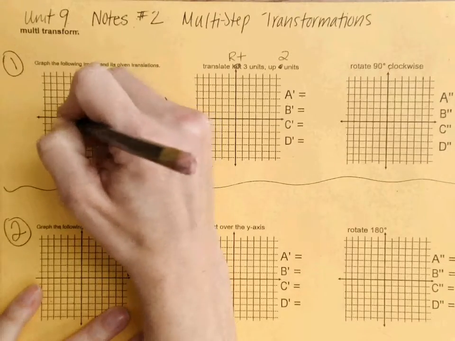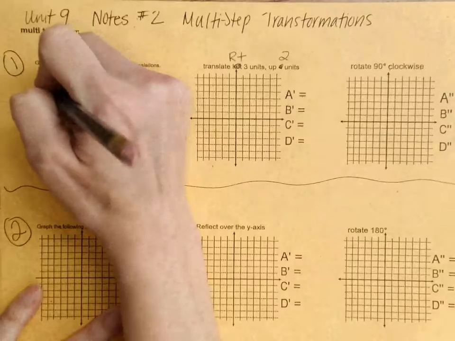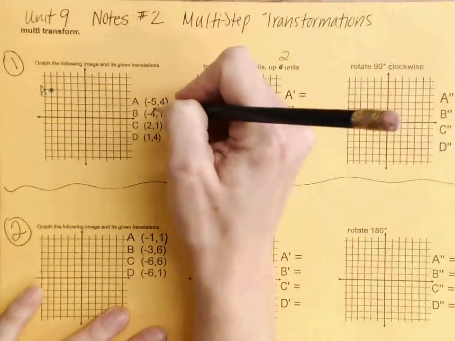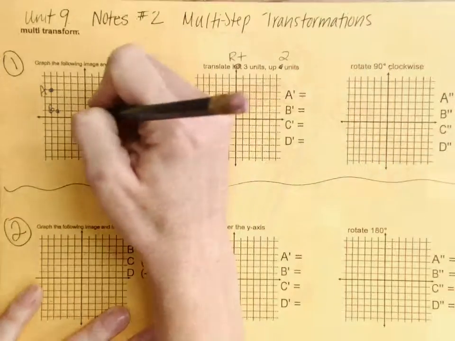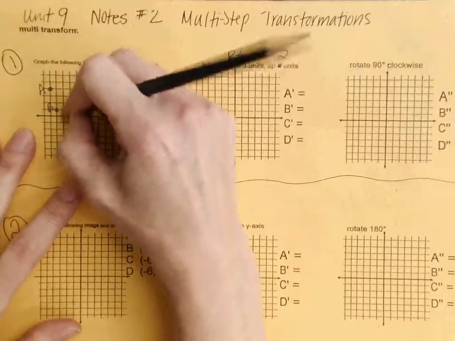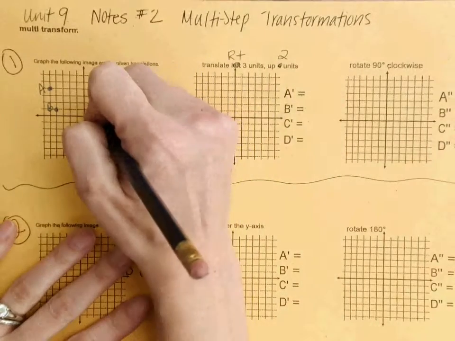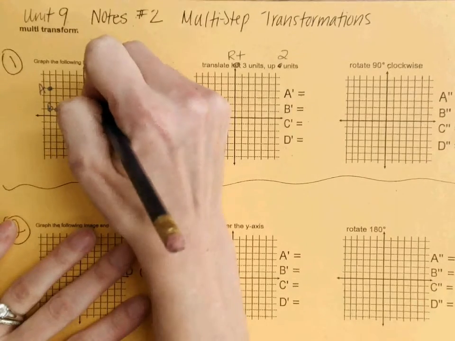1, 2, 3, 4, 5. So here we have A. B is negative 4, 1. C is 2, 1. Oops, not negative 2, positive 2, 1. And D is 1, 4.